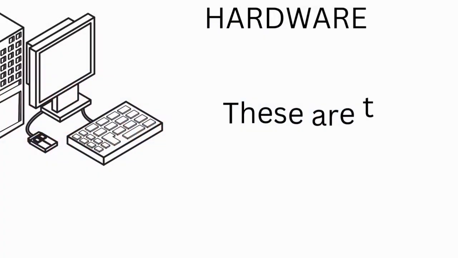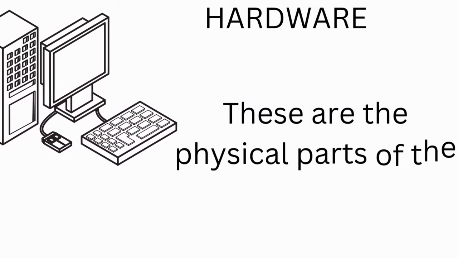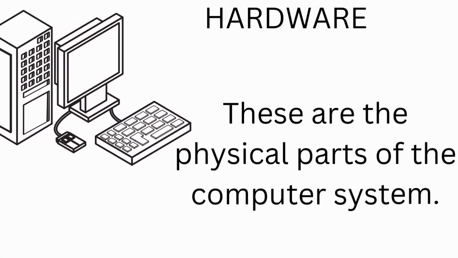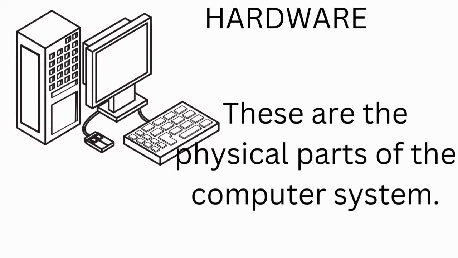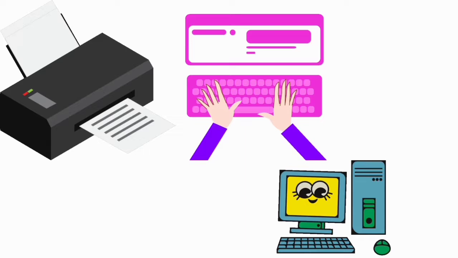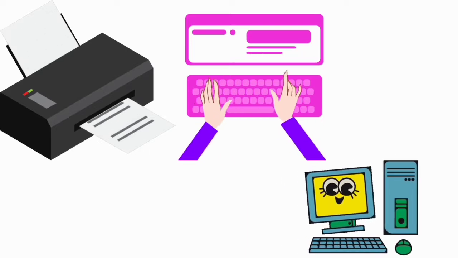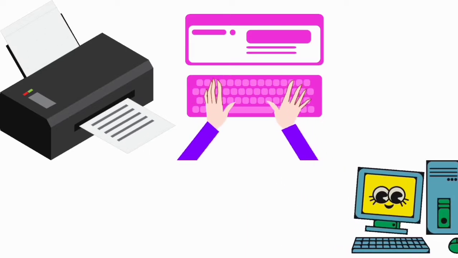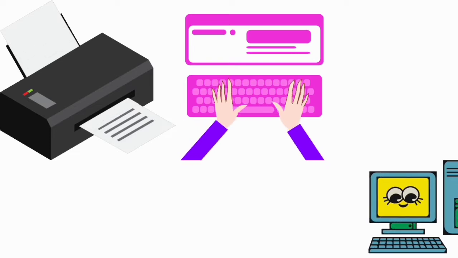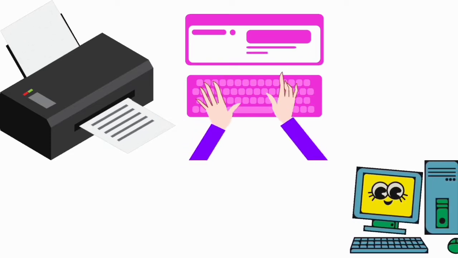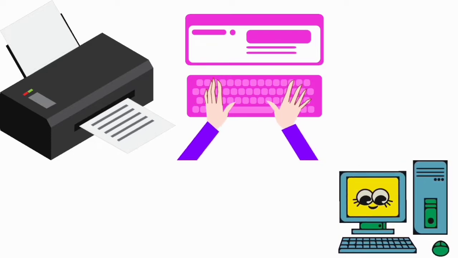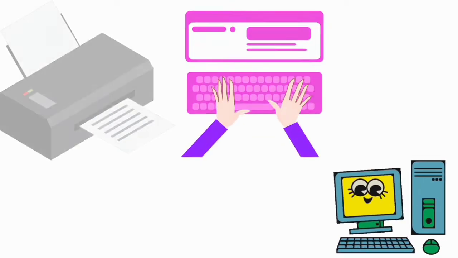Now, the hardware. These are the physical parts of the computer system which we can feel, handle, and even touch. Examples are your printer, your keyboard, and so on. Any part of the computer that you can touch, you can feel, you can handle is known as hardware.